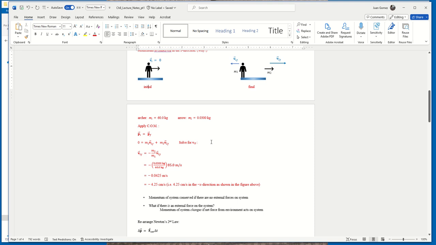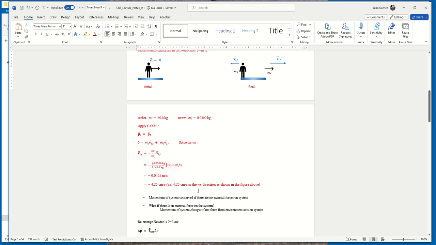Now just algebraically solve for the vector V1 final. Well, nothing complicated. Bring the M2 V2F term to the other side. It becomes negative. Then divide by M1 because we're looking for V1 final. So you get V1 final equals minus M2 over M1 times V2 final. Well, we know M2 and M1. Remember, M2 is the arrow, M1 is the archer. So here are the values. V2 final, that's the 85 meters per second.